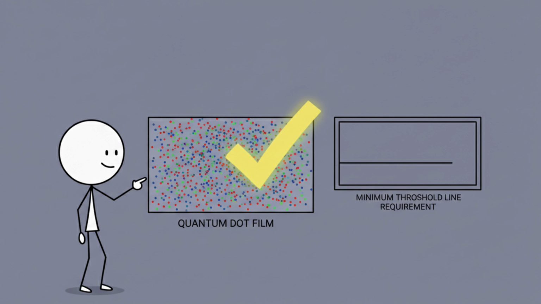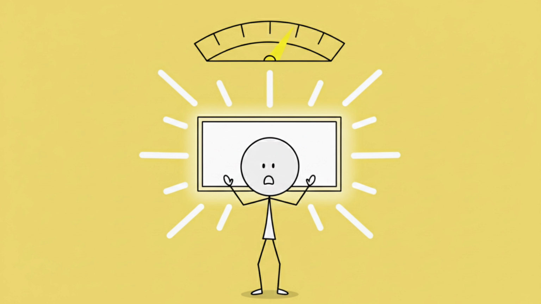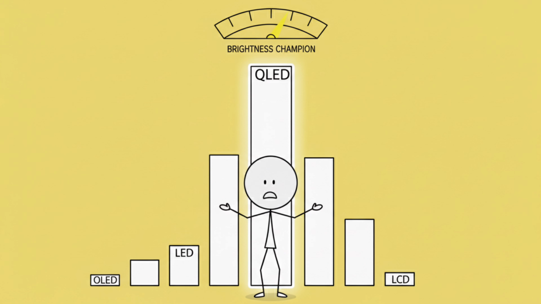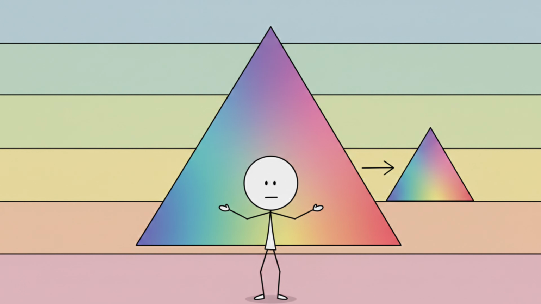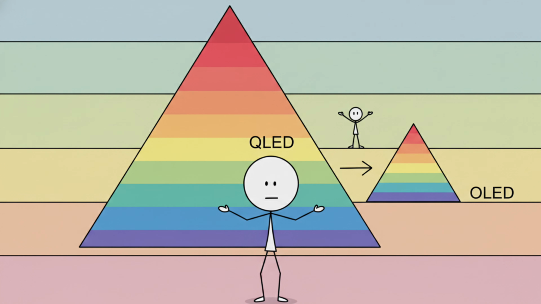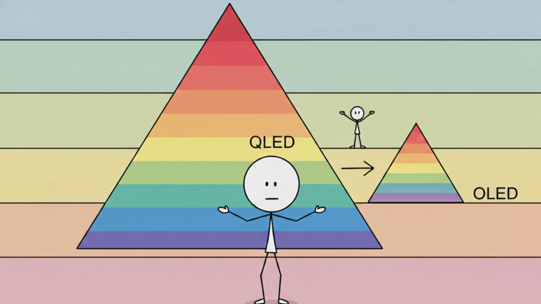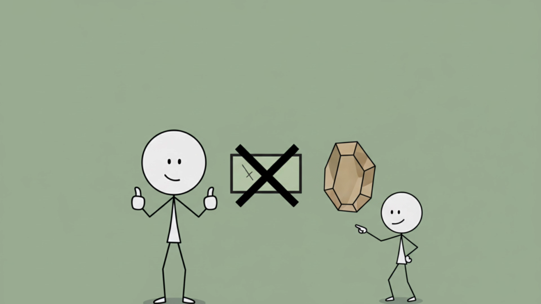The big advantage is brightness. QLED TVs can hit 1,500 to 4,000 nits, brighter than any other TV type, including OLED. Color gamut covers 100% of DCI-P3, approaching 90 to 100% of Rec 2020. That's wider than OLED. Colors stay accurate even at peak brightness, where OLED starts to fade. There's also no burn-in risk since quantum dots are inorganic.